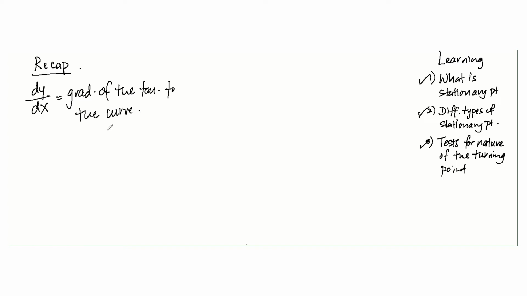Say for example, I have a curve here, and I want to find out what is the gradient at this point. I'll draw a tangent line, and of course dy/dx gives us the theoretical value of the gradient of this line. I also mentioned before, just a quick recap, at a stationary point, what is the value of dy/dx? The value of dy/dx at the stationary point is actually equal to 0.